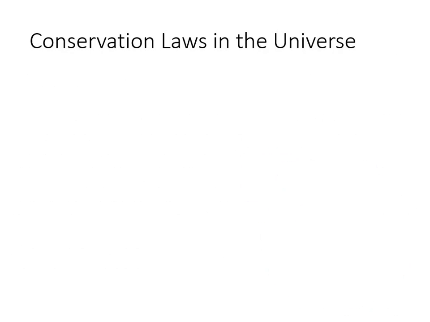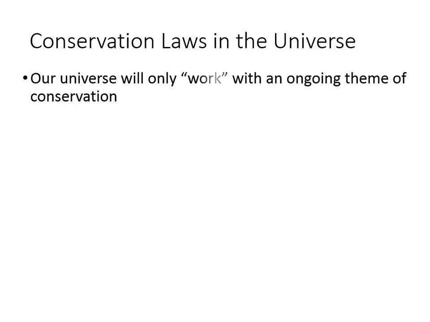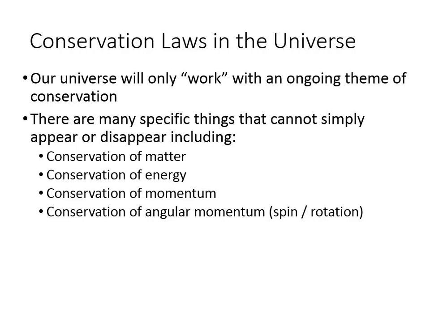Okay, so there are a lot of things in the universe that must be conserved. Our universe only works if these things are always here. You can track them. So for instance, matter is conserved, energy is conserved, momentum is conserved, the linear momentum I talked about. Something has a certain amount of momentum if it has a mass and it's moving. An object can stop, right? But that momentum is going to be transferred to something else.